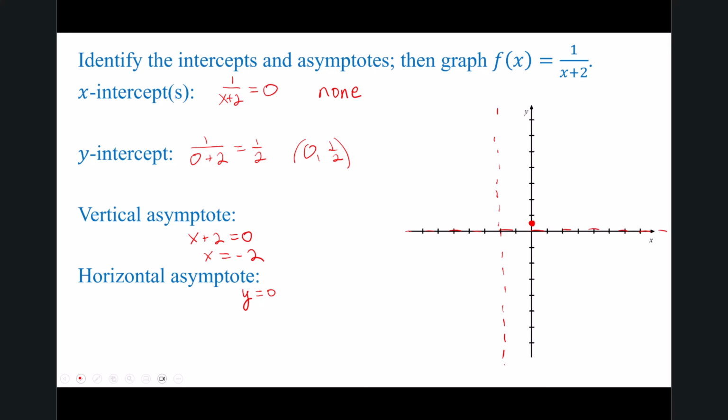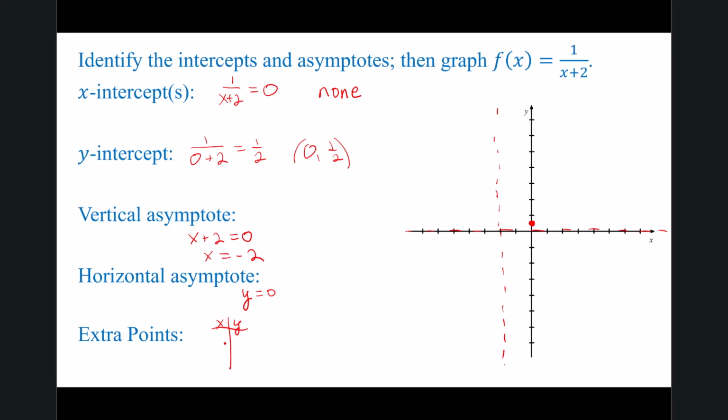So we only have 1 point on there. We know there are no x-intercepts. And we know that as x approaches infinity, we're going to get closer and closer to the horizontal asymptote. And we know that we're going to get closer to the vertical asymptote as we approach that. But we need a few more points to decide what's going on here. So let's come up with a few more points.